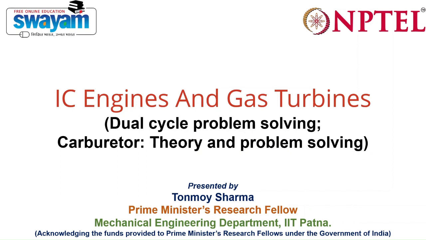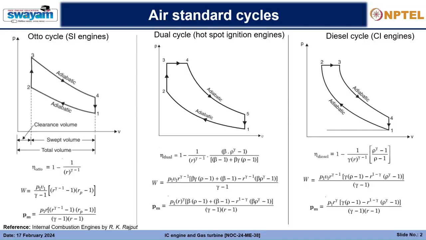ending this session. So let us first recall what are the air standard cycles that we have learned. In my previous sessions and also through the NPTEL lectures, you must have read about the Otto cycle and the diesel cycle, which are very common. The Otto cycle is the air standard cycle used for determining the parameters of a spark ignition engine, and for a compression ignition engine, the air standard cycle used is the diesel cycle, right?